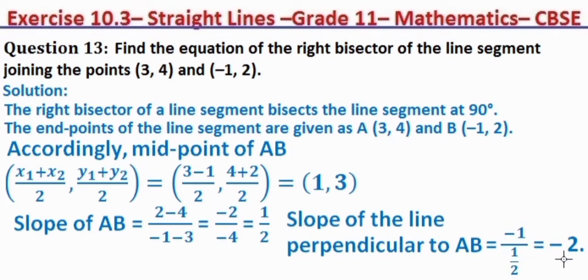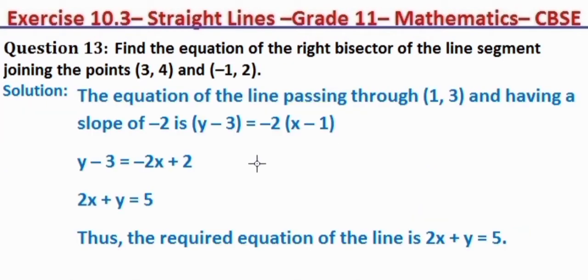So now we know the slope and we know the point. If you know the slope and a point, then we can easily find the equation. The equation of the line passing through (1, 3), which is the midpoint, and having the slope minus 2, is y minus y1 is equal to m into (x minus x1).